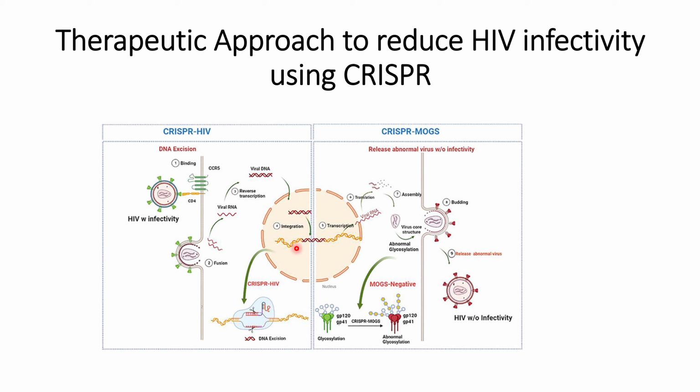So this is the approach that they have used in this paper to make their point that this CRISPR technology can be integrated with HIV and MOGS on the T cells or the immune cells of the patients, so as to reduce HIV infectivity in those patients. So how will they make sure that the CRISPR MOGS occurs only in those cells that are affected with this CRISPR HIV?